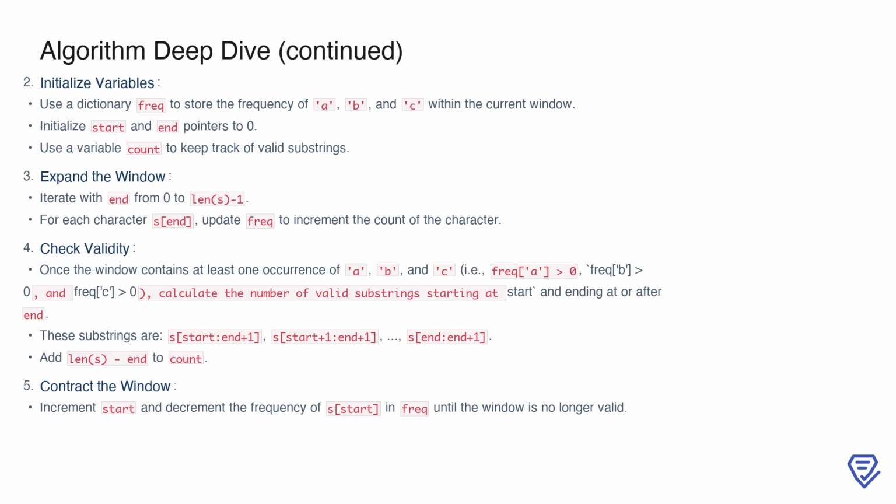Next, we expand the window by incrementing the end pointer. For each character at S[end], we update the frequency dictionary to include its count. Once the window contains at least one A, one B, and one C, we know that all substrings starting from start and ending at or after end are valid.